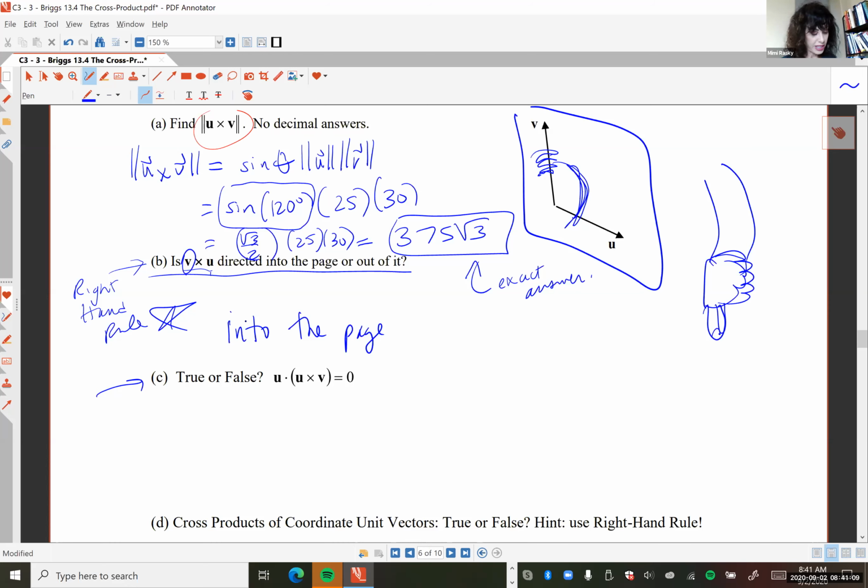True or false, is the vector u, any vector u, just a 3D vector, when you take the dot product of u with this vector, u crossed with some other vector v, will you get 0? You guys know this is a fact that you want to be mindful of. When you get a dot product of two vectors equaling 0, the two vectors are orthogonal. Remember this?